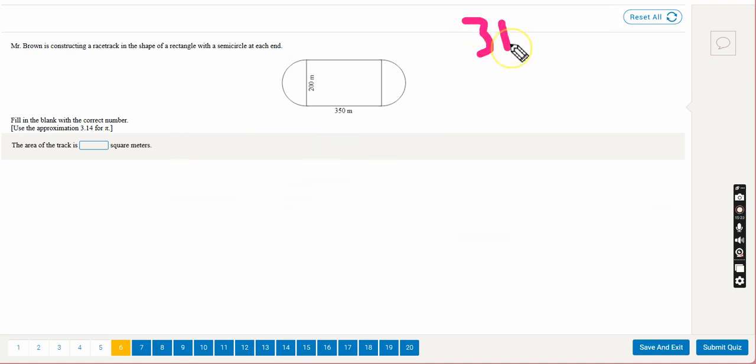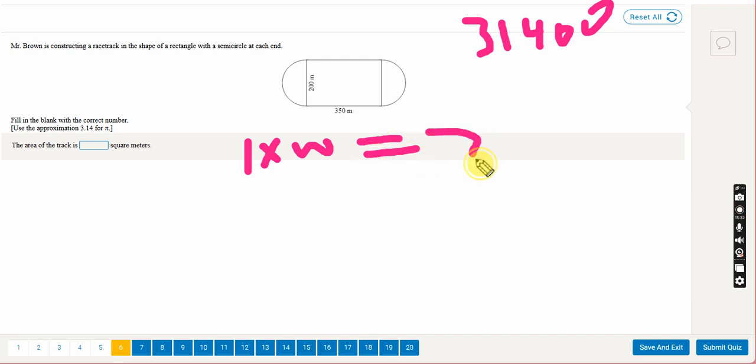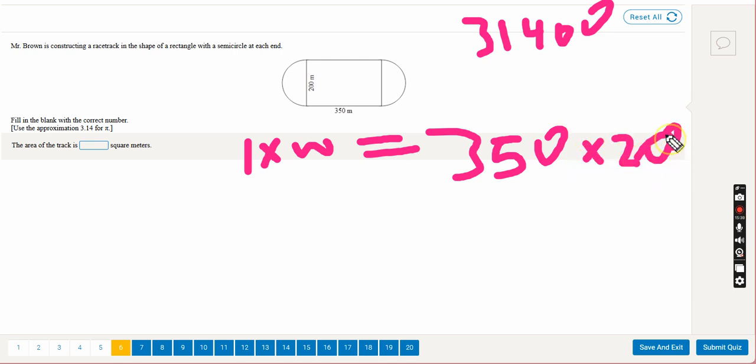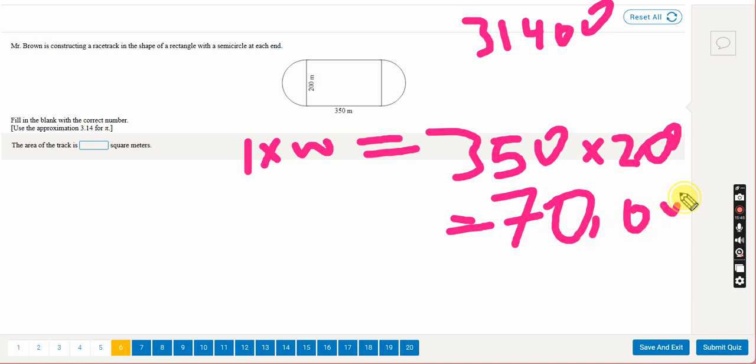Now the length times the width is the area of the rectangle. You can clearly see it's 350 times 200. Length times width, 350 times 200. So what is that? That is 70,000. You can just calculate that, you'll get it. 70,000. Now you add them together.